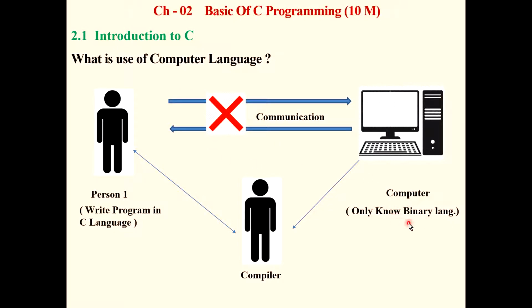Which language does the computer understand? The computer only understands binary language. But when a person writes a program in C language, C language means, simply, it is some format in the English language. Writing something in a format in English, we call that C language. So C language is not understood by the computer. The computer only understands the binary language.